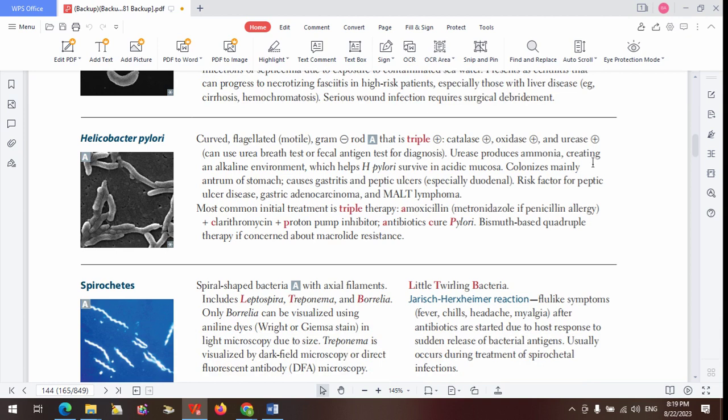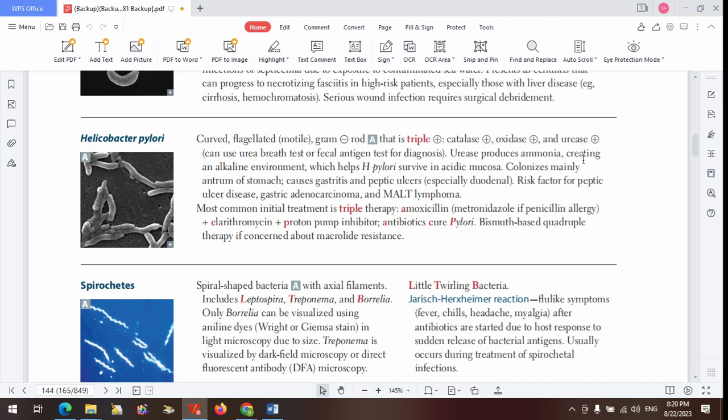It is motile, so it is triple positive: positive for catalase, positive for oxidase, positive for urease. So the urease positivity explains part of its virulence factor. This urease enzyme can allow it to split urea into CO2 and ammonia. The CO2 will find its way outside through the respiratory tract to the environment, and that is the basis of the urea breath test. So by the time we do a urea breath test and we're able to demonstrate efflux of a high amount of CO2 from the breath, we know that the person is actually having Helicobacter pylori infection.